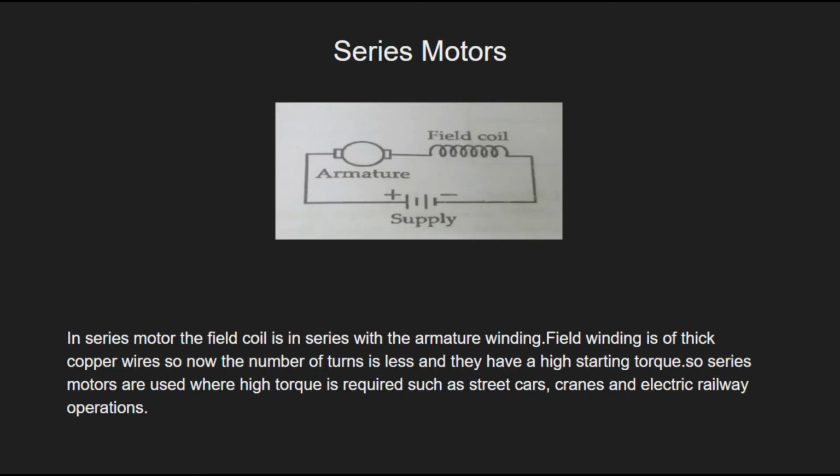The second type of DC motor is the series motor. In a series motor, the field coil is in series with the armature winding. The field winding is of thick copper wire, so the number of turns is less, and they have a high starting torque. So series motors are used where high torque is required, such as streetcars, cranes and electric railway operations.